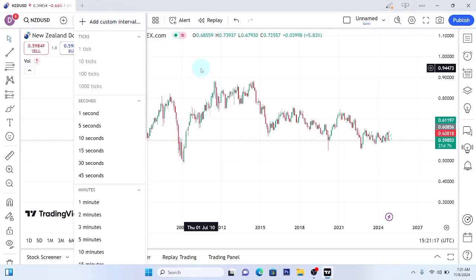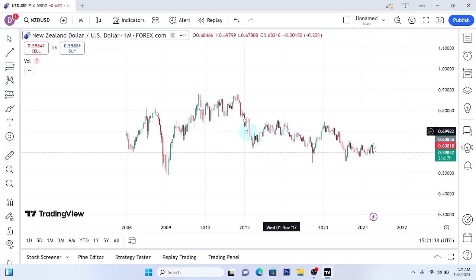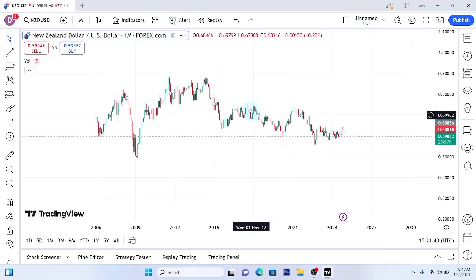Alright guys, welcome back. In this video, I'll be showing you how to analyze your chart. Any chart at all, you'll be able to analyze it and know the direction where your trade is going to go. Now this is the NZD USD chart.